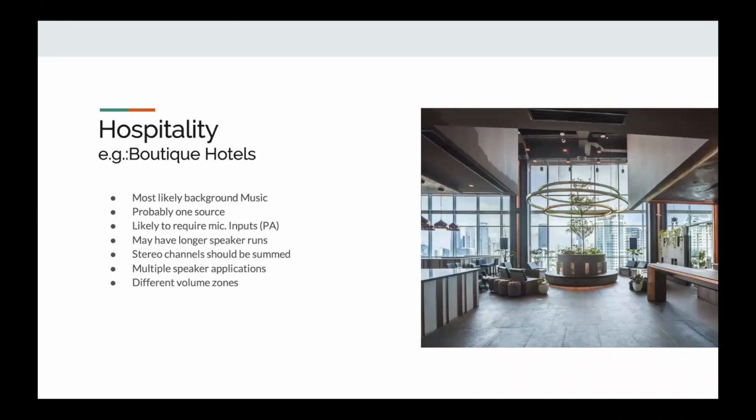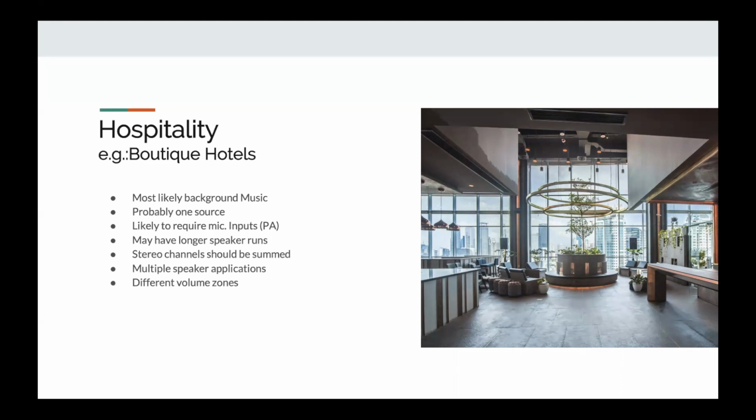Hospitality, like boutique hotels, will definitely want background music, and that's probably only going to come from one source, and it's likely to be streamed or a playlist that the hotel has put together. It will undoubtedly need microphone inputs, and these may be for car park announcements or general staff announcements, but they may also be for venue facilities for wedding banquets, etc. So you're probably going to want to put in multiple input plates in conference and venue rooms. They will undoubtedly have longer speaker runs.